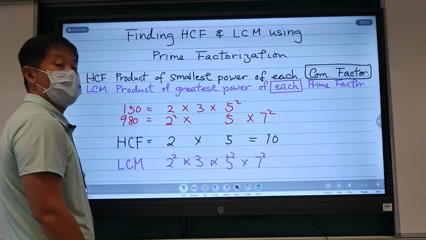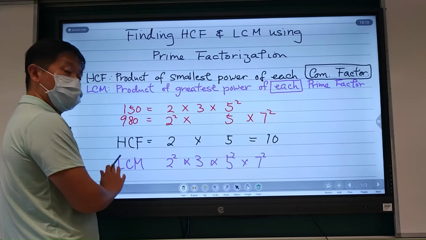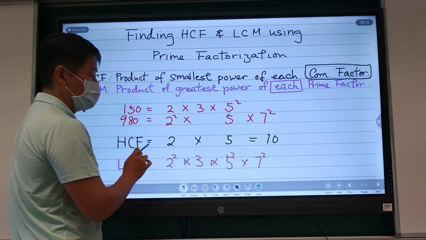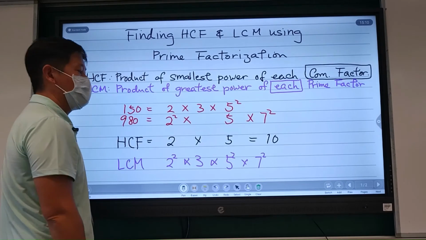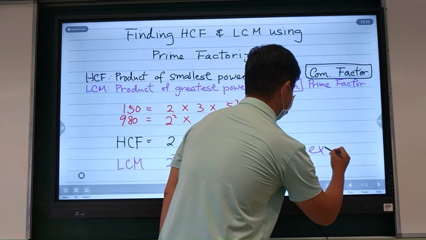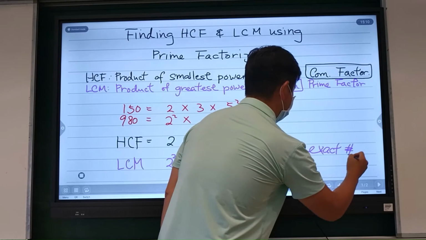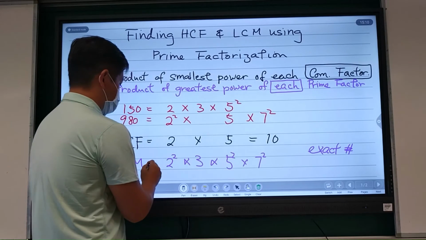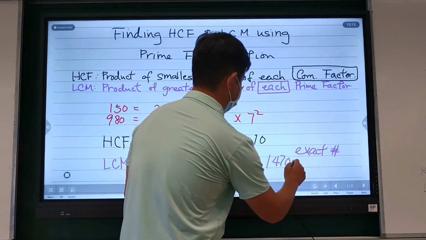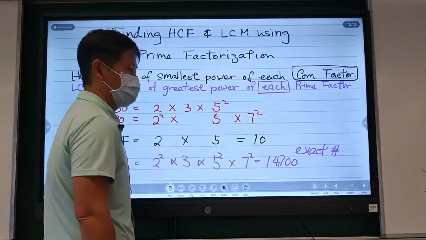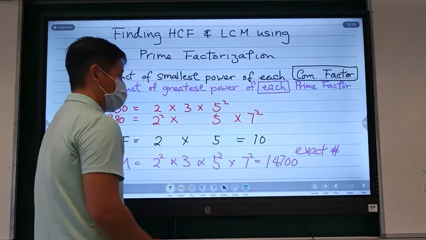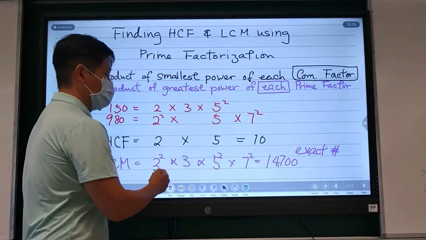Again, if the problem says to find the LCM using the product of the primes, then you are done. If it says exact number, then you actually have to multiply everything out. In this case, it is 14700, and that would be the exact number, if the question is asking for the exact number. If it's asking for the product of the primes, this is what you would have.